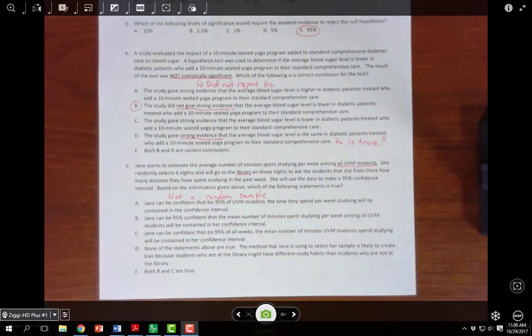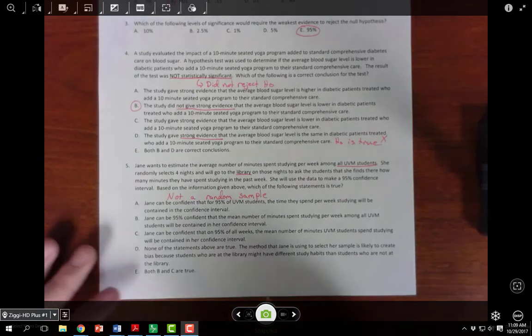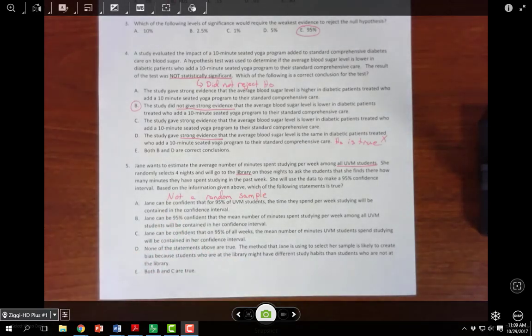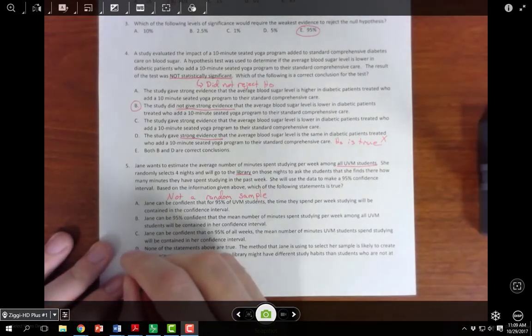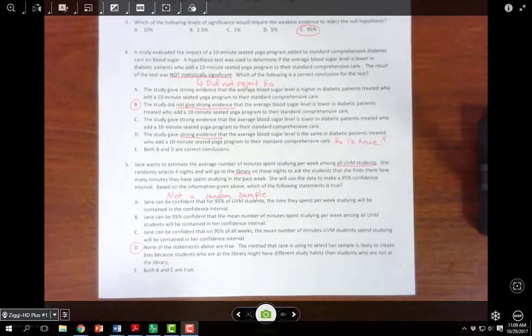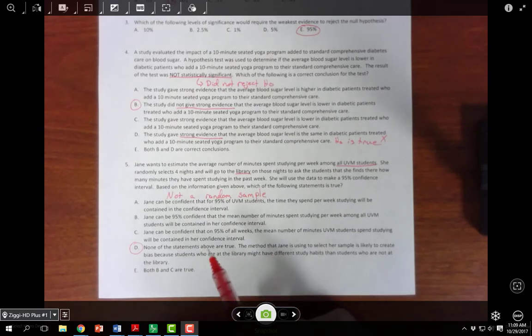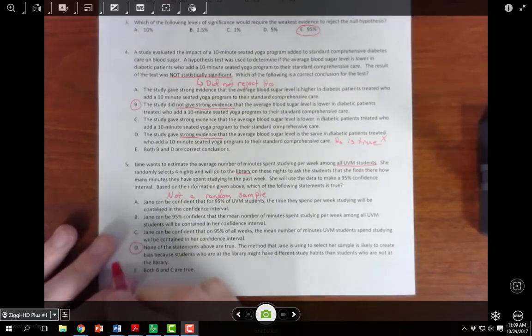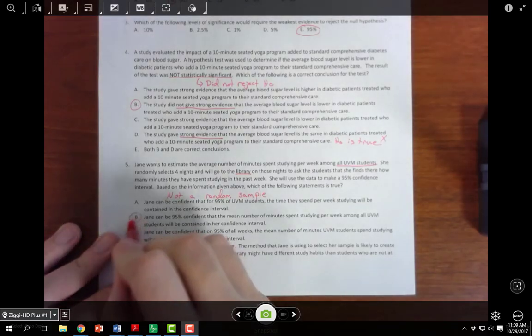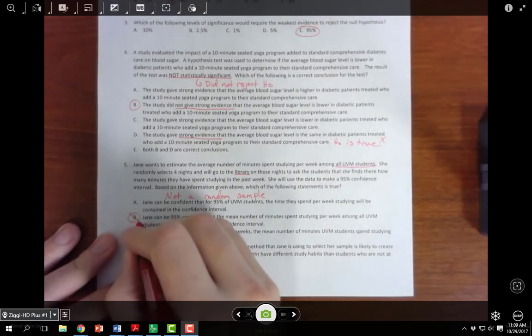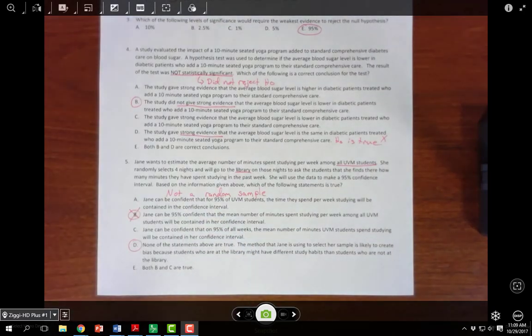So if she doesn't get a random sample of UVM students, she can't really generalize her results back to the population. So A, B, and C want to try to generalize the results of her confidence interval to make a statement about how much studying all UVM students do. But since she only took a random sample of students that attend the library, she can't really make a statement about all UVM students. If she actually did take a random sample, then the correct answer would be B. But since it's not a random sample, we can't state that that one's the correct one.